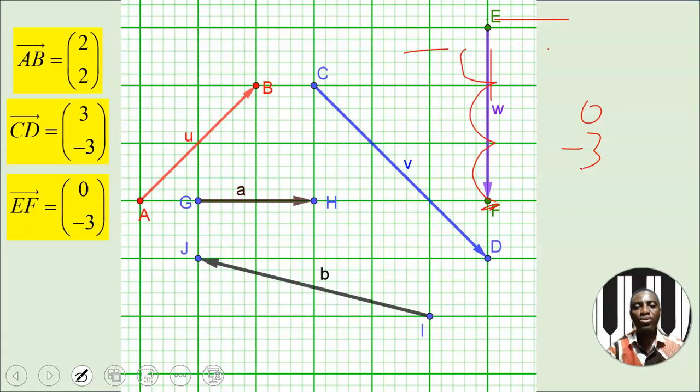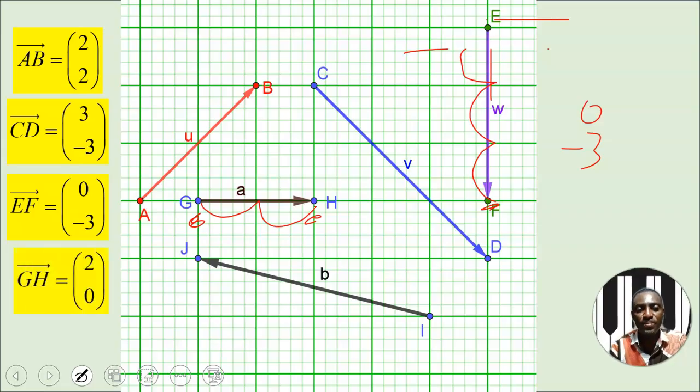Good. I'm sure you were able to see the GH starting from J and you're heading towards H. You move 1, 2 on the x-axis, but there's no movement on the y-axis. So you're going to say x-axis is 2, while y is 0.